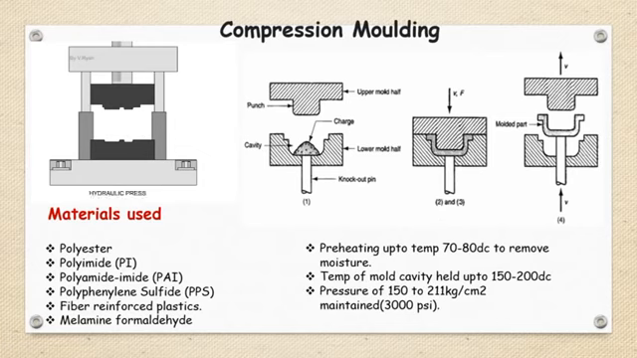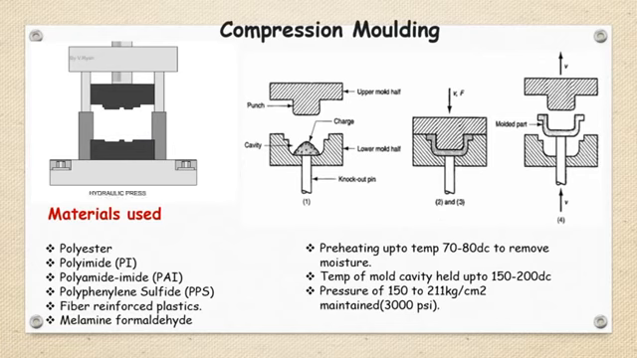After heating, in the second step you are applying a high amount of pressure, squeezing this plastic into the cavity, and allowing it to cool. The same heated mold cavity is allowed to cool, and then in the third step the component is ejected. The powder is preheated up to a temperature of 70 to 80 degrees Celsius to remove the moisture.